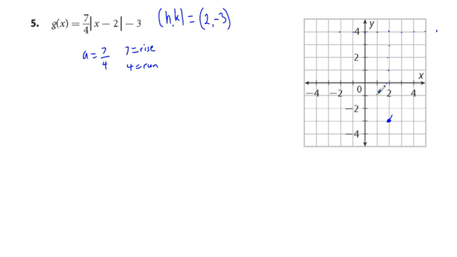If I could draw straight, that'd be nice. There's a straighter one. And we should go through the point here. It looks like 6, 4. And then on the left side, we should go through the point over here, which is -2, 4. 6, 4, -2, 4.